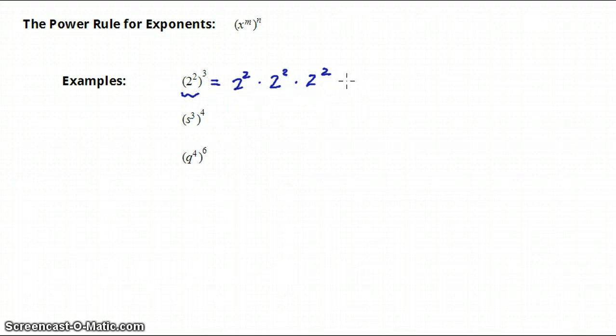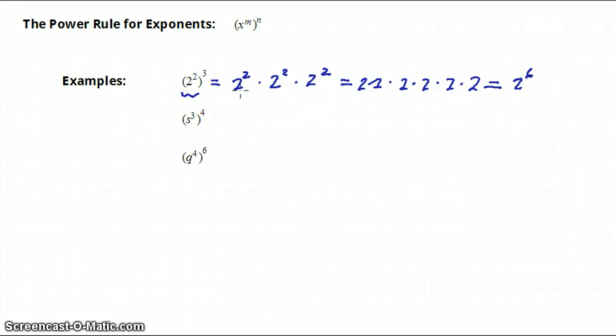If I break that down even further, each 2 to the second power is 2 times 2. So what I really have here is 2 times 2 times 2 times 2 times 2 times 2. If I multiply that all back together, I can see what I have is really 2 to the 6th power, because I have six 2's multiplied together.